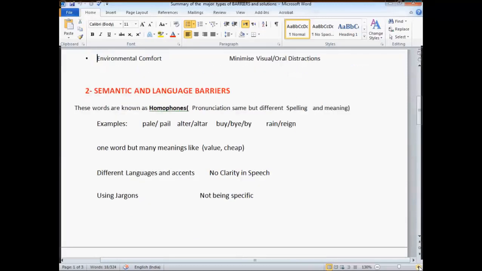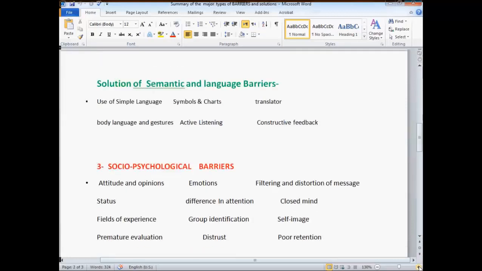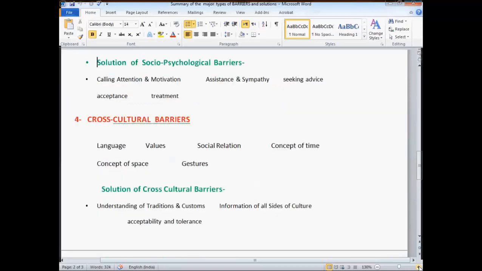So semantic and language barriers. These words we just went through, about the different words and meaning of words. Solution for semantic barriers: use of simple language, symbols and charts, translator, body language and gestures, active listening. Socio-psychological barriers: you have cross-cultural barriers, language, values, social relationship, concept of time.